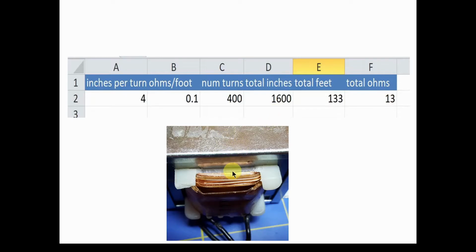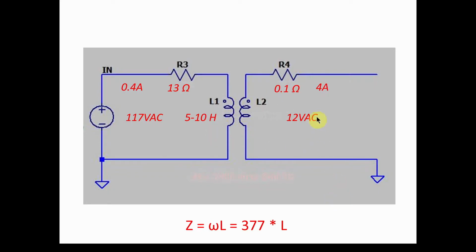And we can do the same thing for the secondary. It's probably going to be 1/10 of that. But this just gives us a decent ballpark. So now our model looks something like this with just kind of guesstimates.